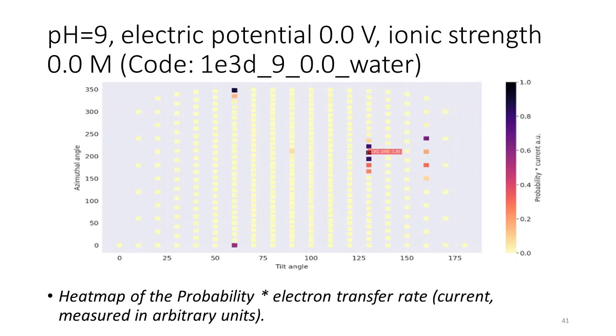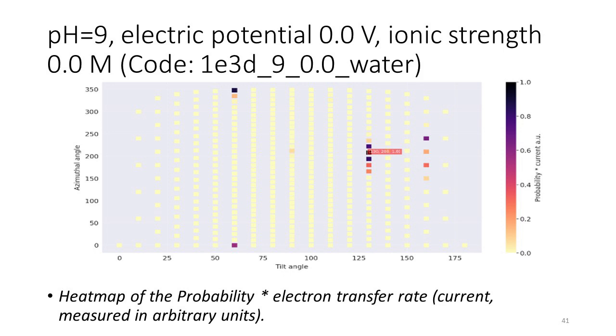In the case of the heat map of the probability times the electrons transferred, the idea of this heat map plot was to combine the probability of obtaining one orientation and to see its contribution to the total current, because at the end each orientation is going to have a transfer of the electrons. So with this heat map plot, the idea was to look for the orientations that contribute most to the total current. For example, we can see that the orientation that, at least in these conditions, contributes most to the total current was the orientation 130 and 280.